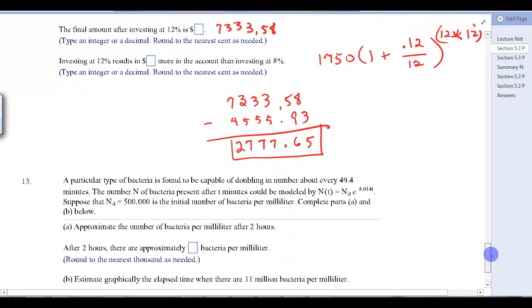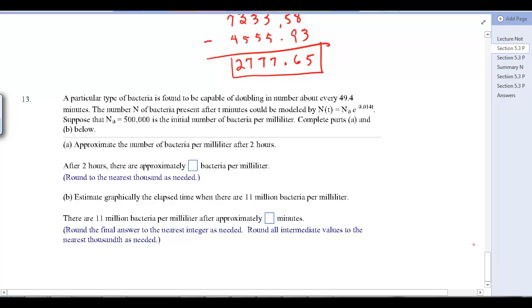Okay. All right. Number 13 has to do with a particular type of bacteria that's found to be capable of doubling in number about every 49.4 minutes. The number n of bacteria present after t minutes could be modeled by this equation here. So n of t equals n sub 0 e to the 0.014t. So n sub 0 means what are you starting with? What's your initial amount? And t is your time.